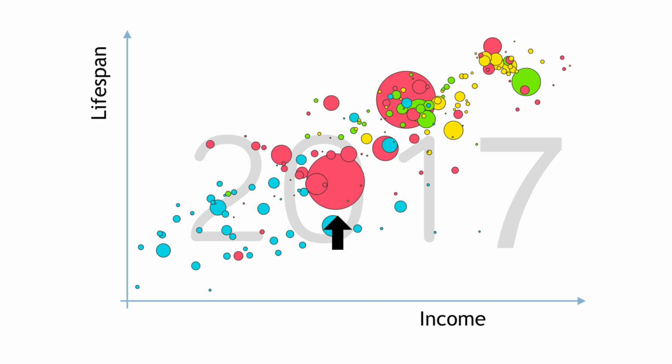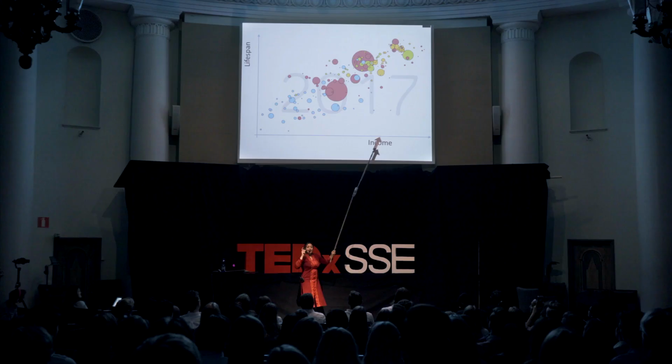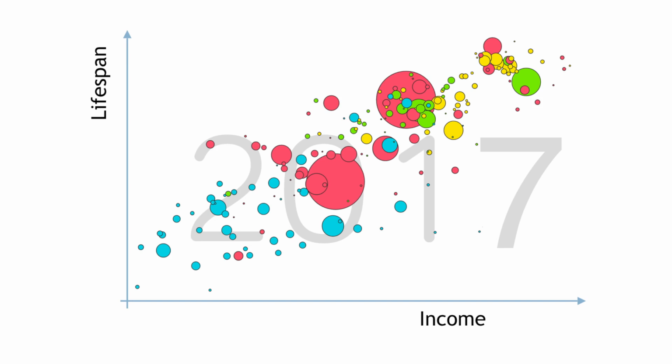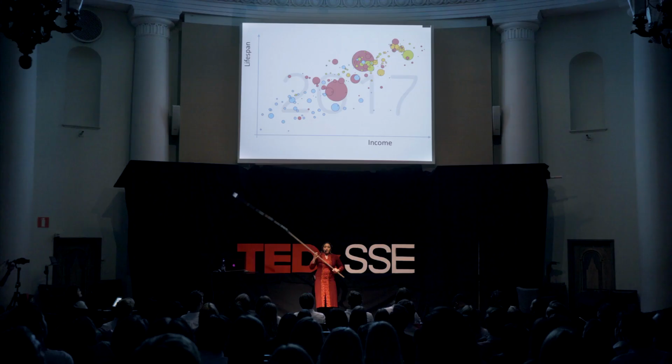This big one here is India. The other big one there is China. The size of the bubble is the size of the population of the country. And the colors are the regions. So this pink color is Asia, the blue is Africa, Europe, where we are here, is the yellow, and the green are the Americas. Have you seen this graph before?